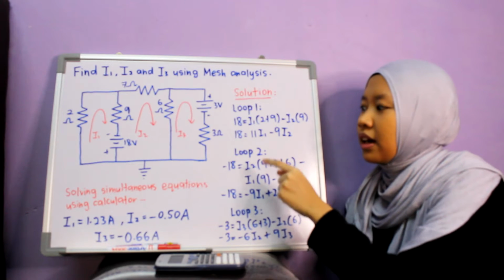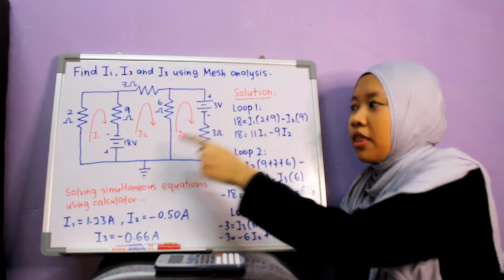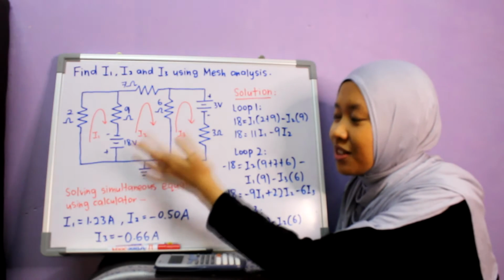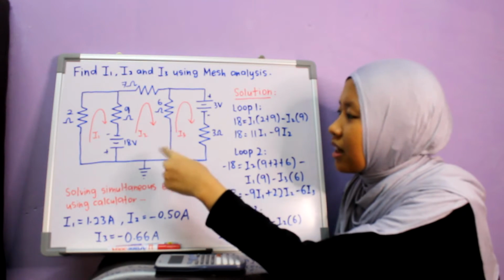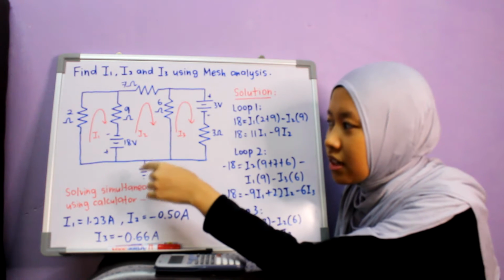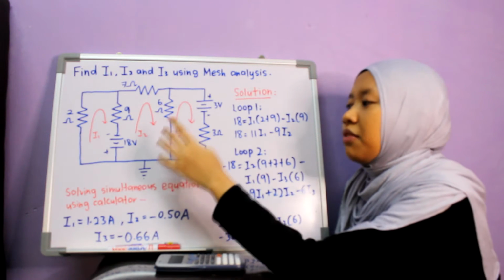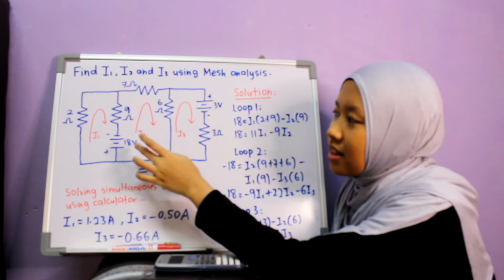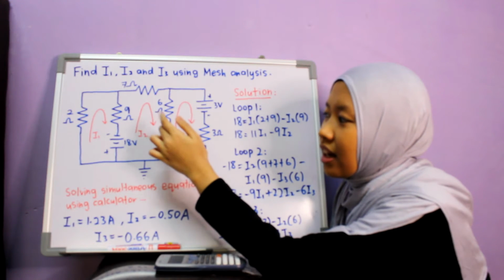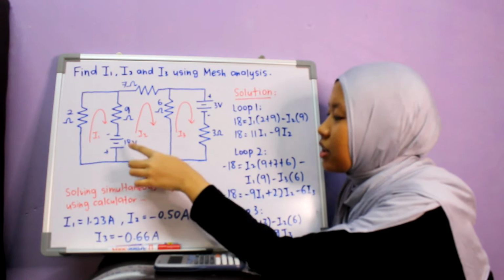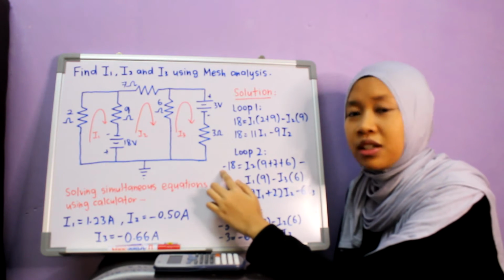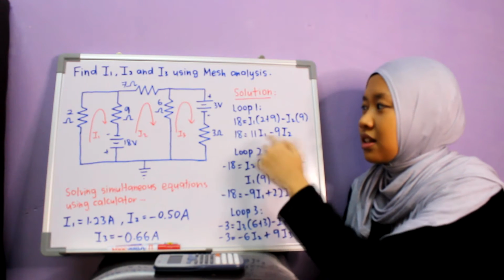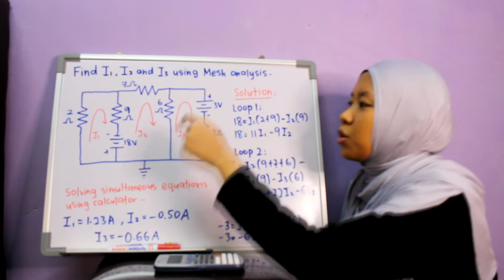For loop 2, it is different from the value for loop 1. Even though it is a voltage source with the same value, it is because, as we know, the current will flow from positive side to the negative side. And for this direction of current I2, it starts from the negative side and then it ends at the positive side here. So we have to add minus here to indicate that it opposes the direction.